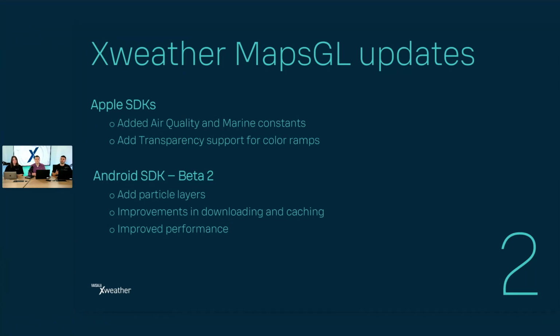And then the Android SDK is in beta 2, so that one's not yet released. We're looking for feedback on that, so any Android devs out there, start playing with it. Let us know of any feedback. We make these tools for you guys, to better implement data sets and create cool experiences for users. There's improved download and caching, improved performance, and some new features. The particle layers are working now too, which is always the exciting thing and a fun interactive differentiating element.